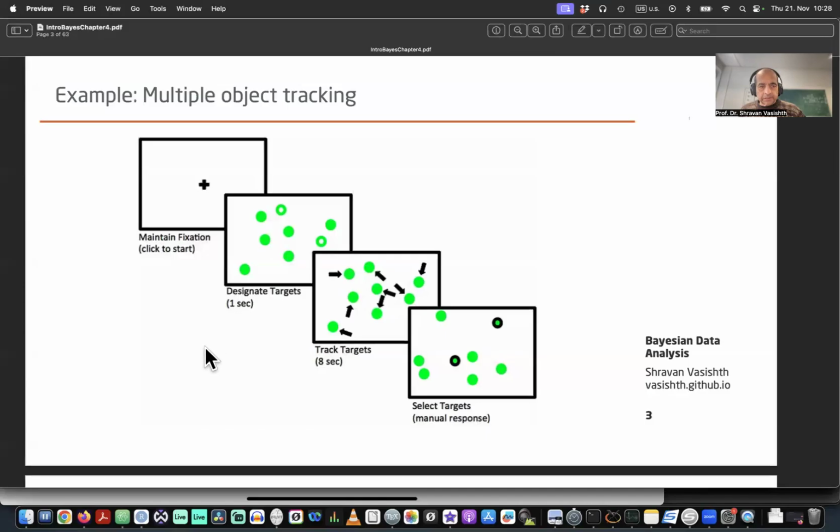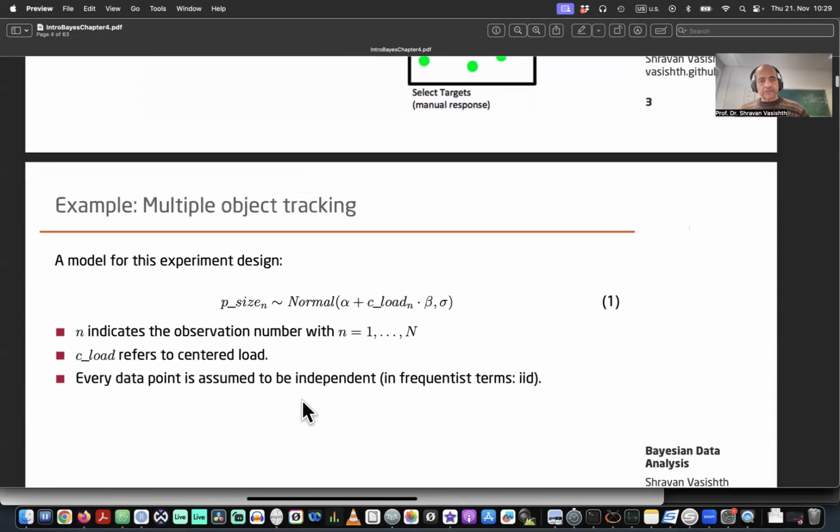And then the dots appear, and the targets are designated. You can see those designated targets. And then the designated targets are no longer distinguishable from the other circles, and then everything starts moving. So for 8 seconds, the subject's job is to track the targets, and then once the 8 seconds are up, you have to, for example, press a button to indicate which two circles were the targets that had to be tracked. Okay, so that's the setup.